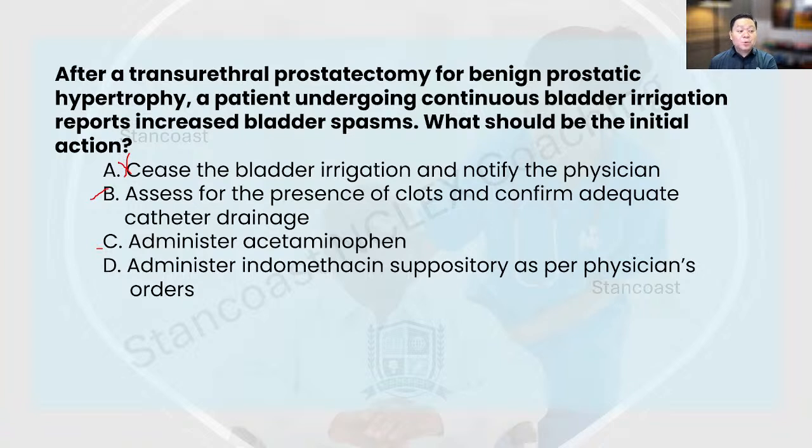Okay? So again, what is your strategy here? You're going to have to prioritize your assessment first. Gather as much information as you can before you do your intervention. Make sure that the interventions you do for this patient are appropriate and really targeted to the actual problem. Because if you're just giving them an analgesic, acetaminophen, or let's say the indomethacin, you're not really addressing the main issue. What is really causing the spasm? And again, it is the blood clots. So we need to deal with that.